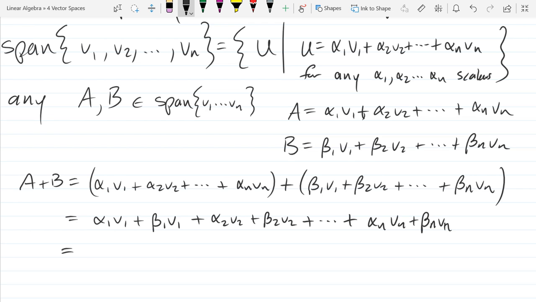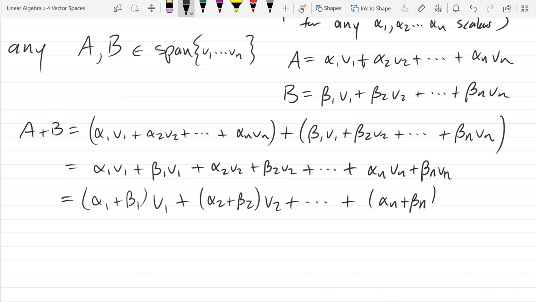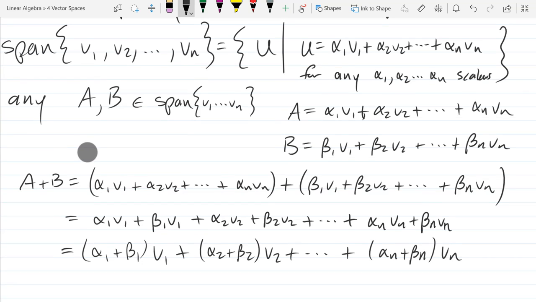What is the last algebraic move I have to make to turn it into the form in the upper right corner? We're going to factor out our vector, so it'll be the sum of two scalars. We'll have alpha 1 plus beta 1 times v1, that's our first vector, plus the second vector, alpha 2 plus beta 2 times v2, through our last vector, alpha n plus beta n times vn. These are all just algebraic properties we looked at before when we did vector operations a couple of weeks ago.